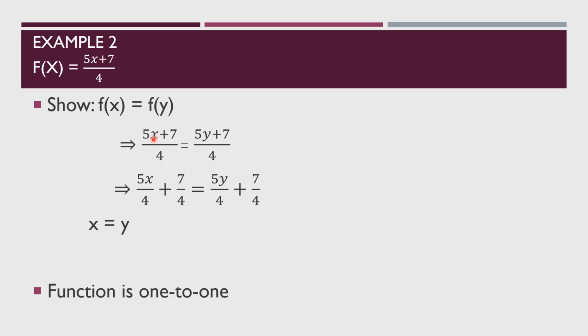So this one is the same as 5x on 4, then plus 7 over 4. Here too will be 5y on 4, then plus 7 over 4. So when 7 over 4 cancels 7 over 4, we are going to be left with 5 over 4 x here, 5 over 4 y here. When you divide both sides by 5 over 4, we are going to realize that x is equal to y. Hence, this one passed the test and it qualifies to be a one-to-one function.